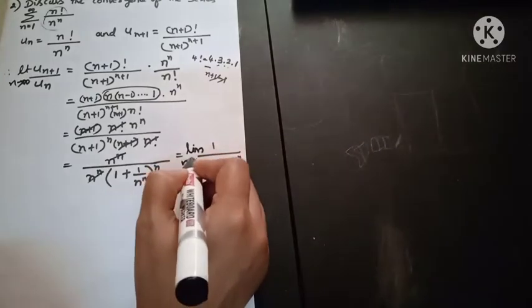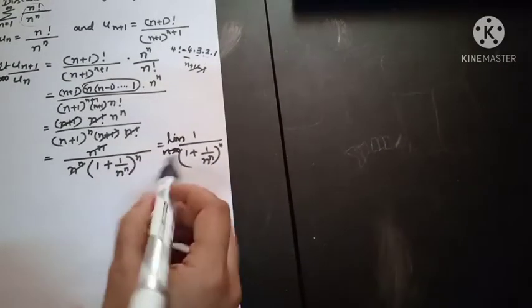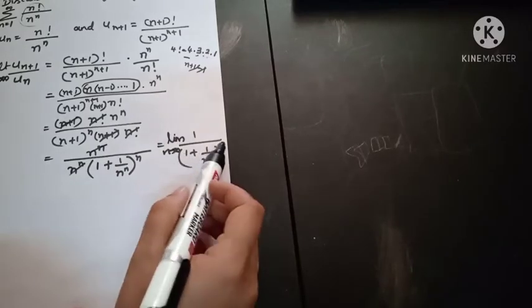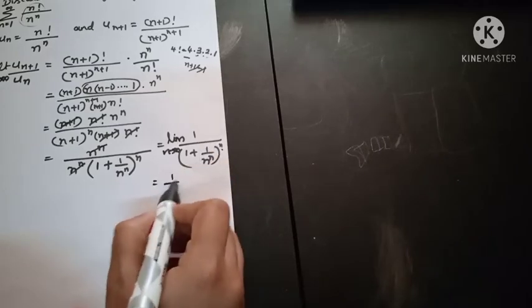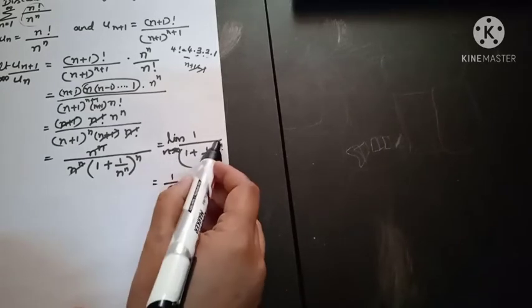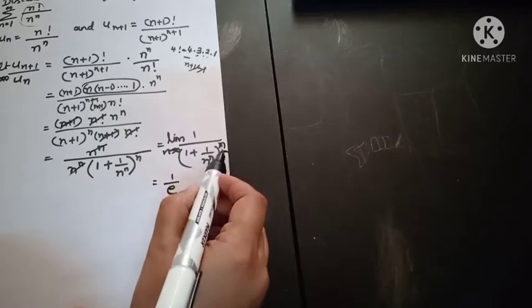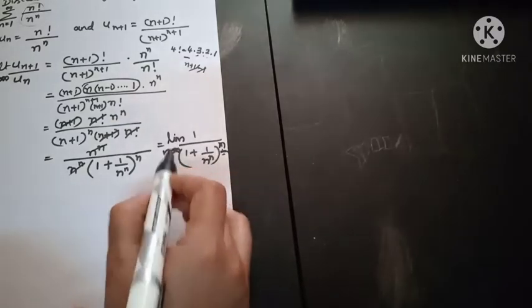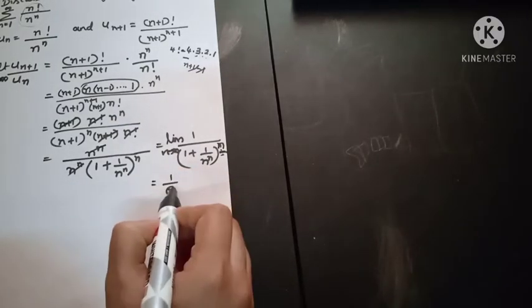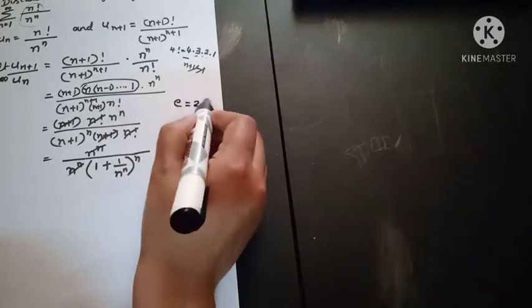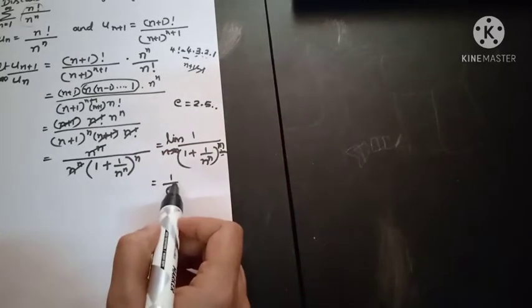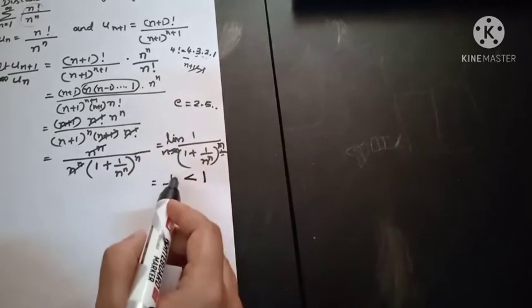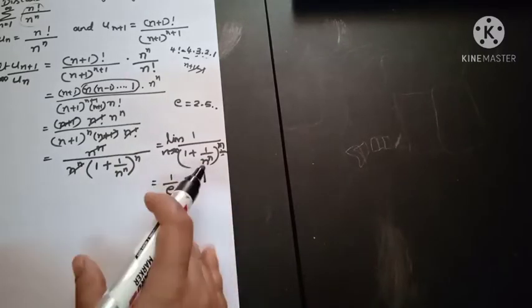Limit n tends to infinity. This is a proved result that limit n tends to infinity 1 plus 1 by n whole to the power of n is nothing but e. When we have something in the form 1 plus 1 by n raised to the power of n, the limit value is e. So e value is 2.7 something. So this is clearly less than 1, since e value is 2 point something, so 1 by e is less than 1.